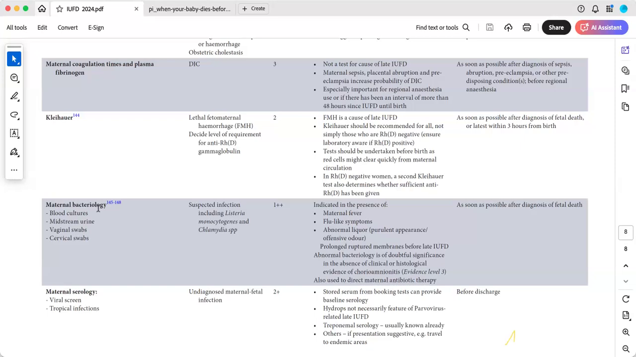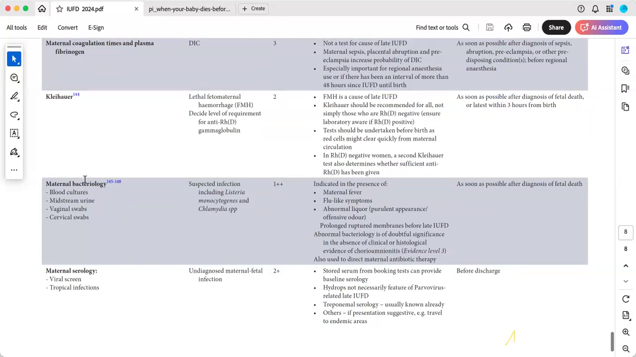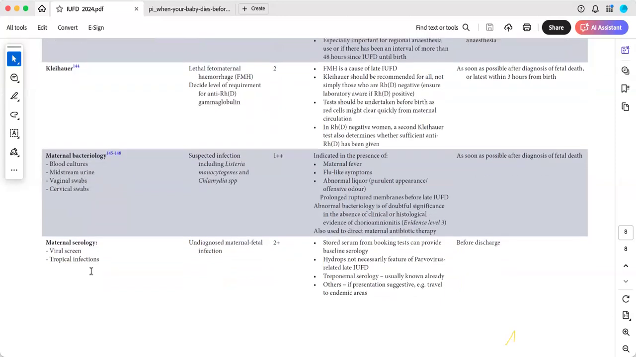Risk of the DIC increased with cases of placental abruption or maternal sepsis or preeclampsia. So in this case, I will be very alert, right? To find out, okay, if there is any possibility of DIC before even advising a wait, right? And it's especially important, okay, for regional anesthesia use if there has been an interval of more than 48 hours since the IUFD until birth. Kleihauer-Betke testing, will be done when?